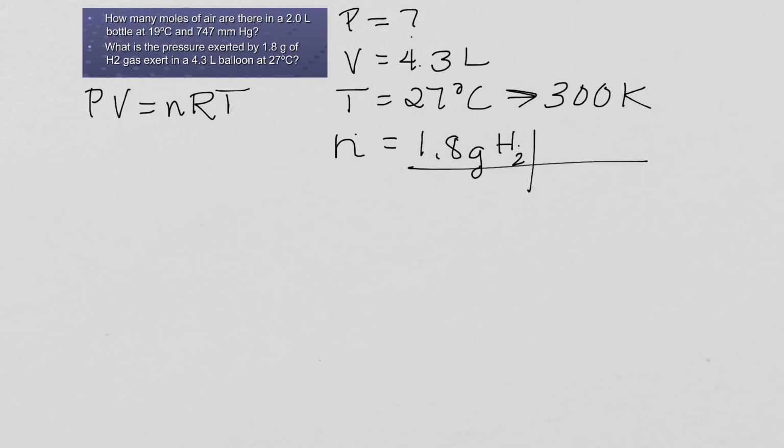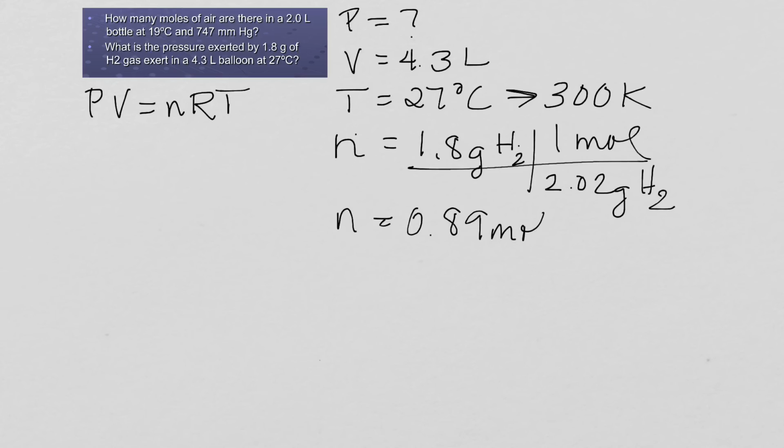Okay, so I've listed all of my givens, and if you look, I've already converted my Celsius into Kelvin, and I have this set up so I can do a conversion factor to convert my grams of hydrogen into moles of hydrogen. So the molar mass of hydrogen is 2.2 grams, and that equals 1 mole. So that gives me a value for n of 0.89 moles. Now I'm ready to plug in. I'm going to rearrange this equation a little bit to solve for P. And I'm ready to plug it all in.